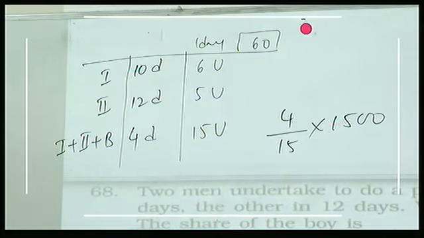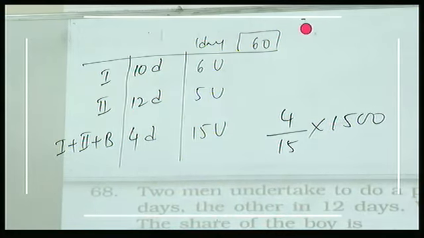So you have to divide wages in the respective ratio of their efficiency. This is 1 day work. 1 day work in the sense efficiency. First and second person together can complete 11 units. With the help of the boy, they can complete 15 units. So boy alone does 4 units out of 15. And the total amount is 1500.